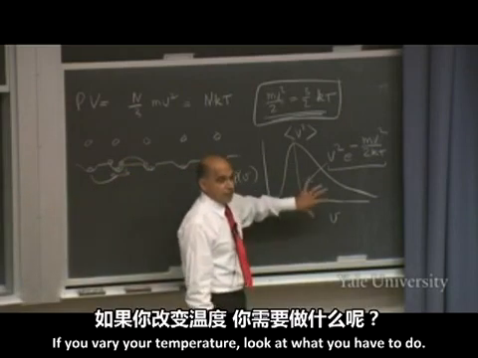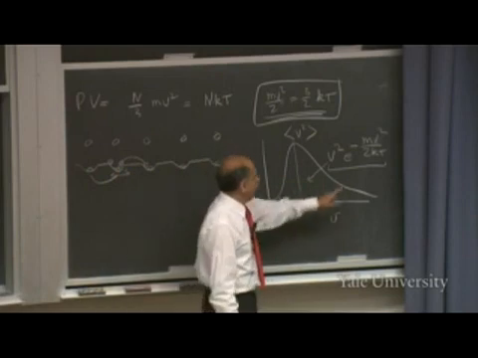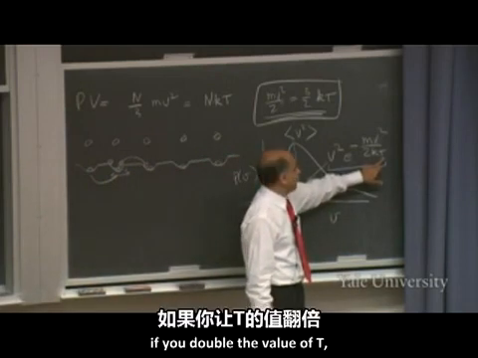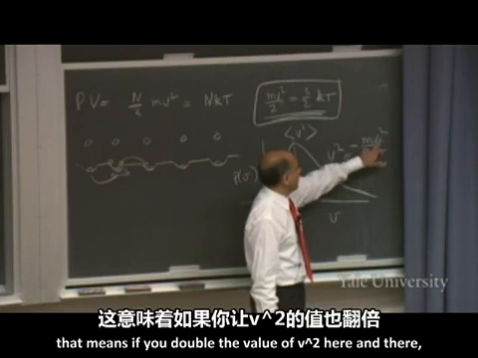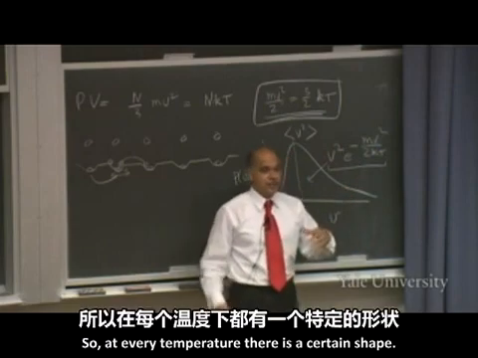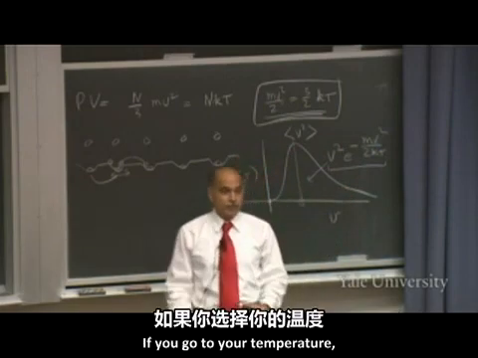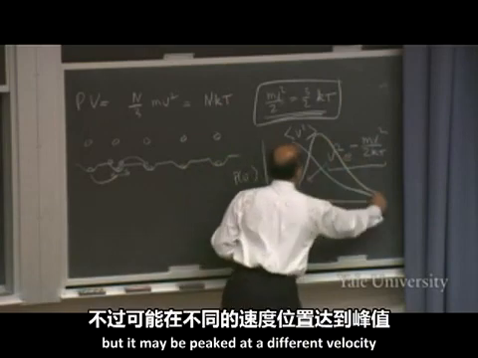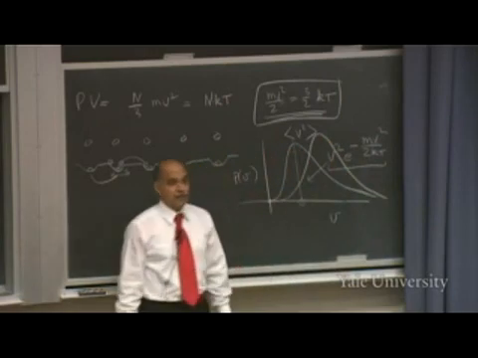If you vary your temperature, look at what you have to do. If you change the number T here, if you double the value of T, that means you double the value of v squared here and there, and the graph will look the same. So at every temperature, there is a certain shape. If you go to a new temperature, it will look more or less the same, but it may be peaked at a different velocity if you go to a higher temperature.